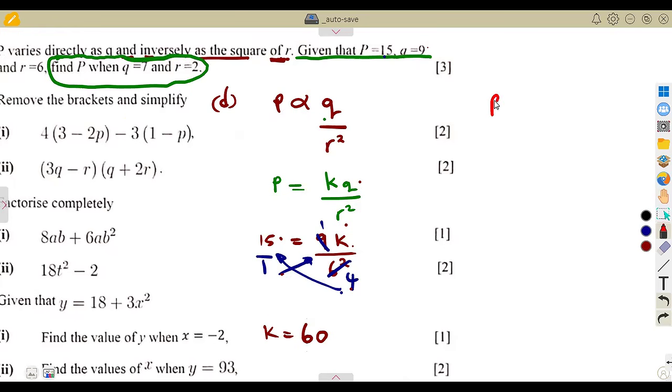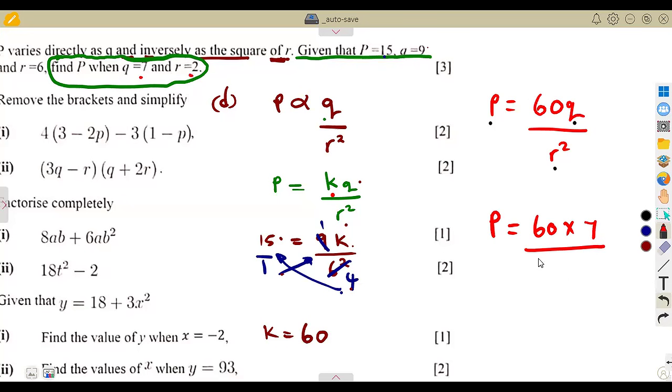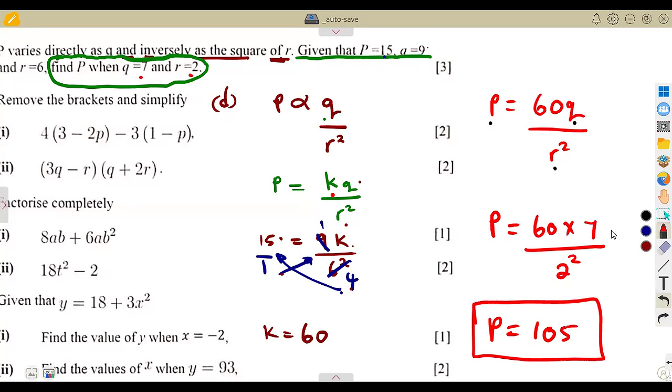So with the constant, we can conclude that P can be related to 60 Q over R squared. This is now the relationship that connects P, Q, and R. These are connected by this relationship, where we can find P by just substituting what we are given. What are we given? Q as 7. And what is the value of R? R is given as 2, so that's 2 squared. So meaning to say, this is your calculator. Just simplify everything on your calculator. It is enough. You're going to obtain 105. So that's the idea of the question.